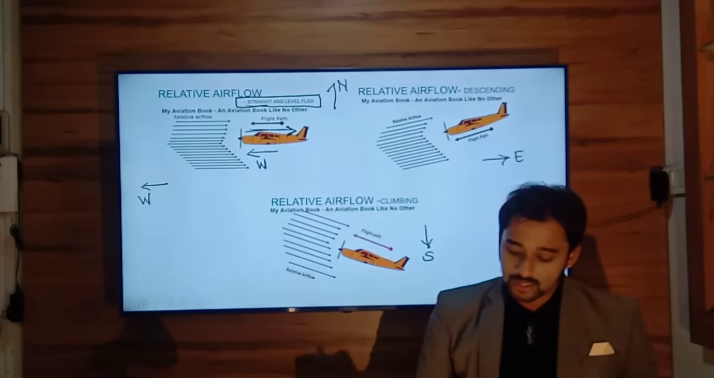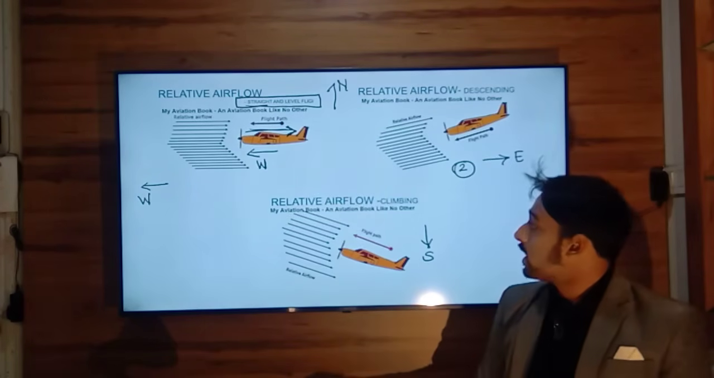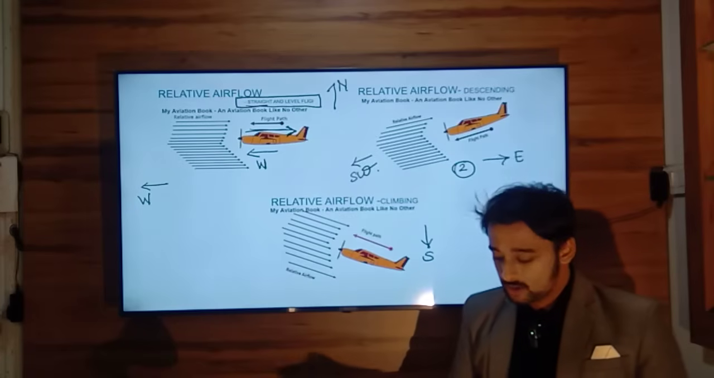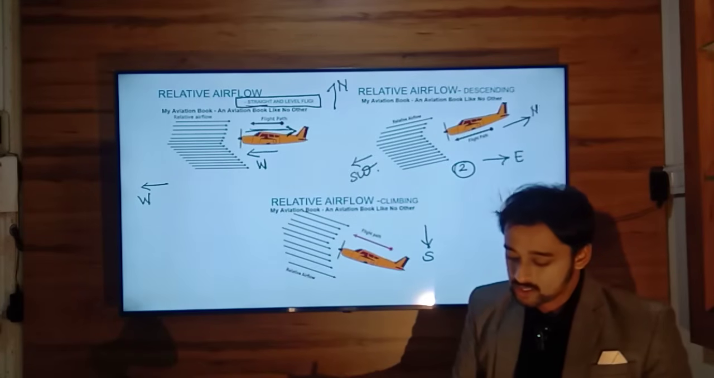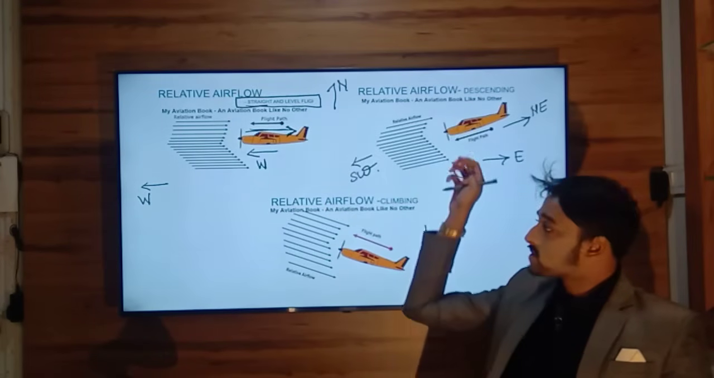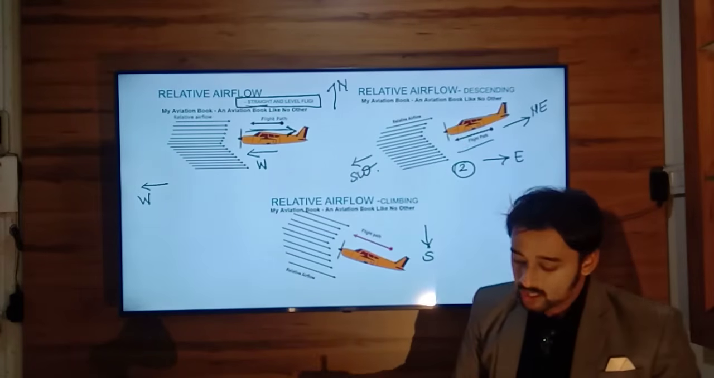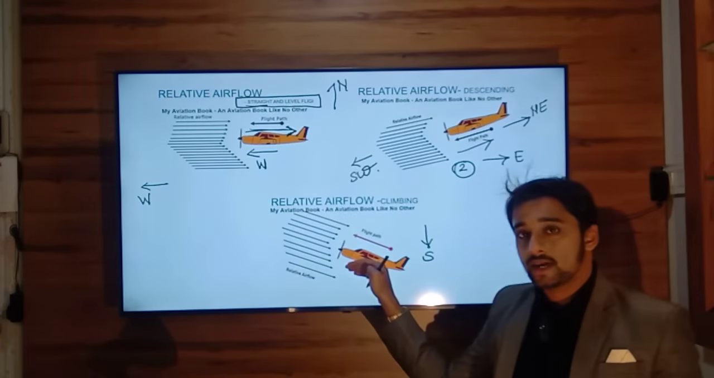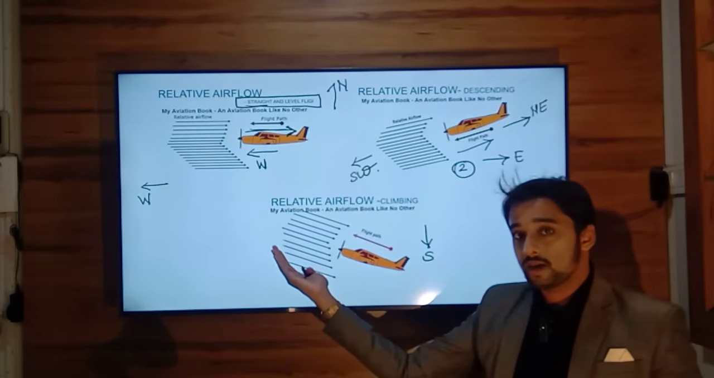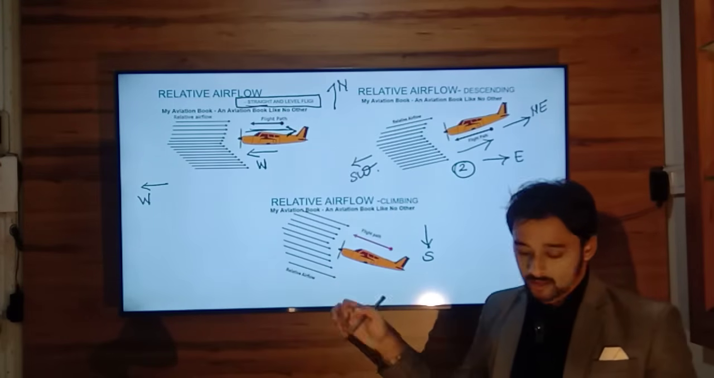When you are descending, in figure number 2, your aircraft is descending and going in the direction of southwest. As a result, it will get a wind coming from southwest, going towards northeast. So this relative airflow will be in the opposite direction and again parallel to the flight path. The same applies to the climbing scenario. It's climbing in the northwest direction, and the wind will be coming from northwest going towards southeast. Opposite direction and parallel.